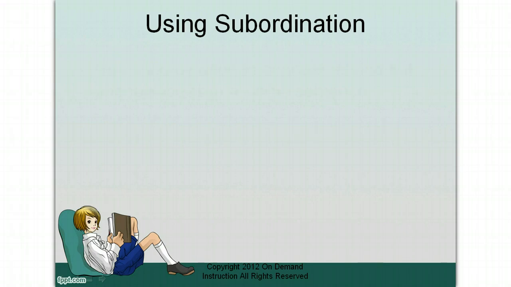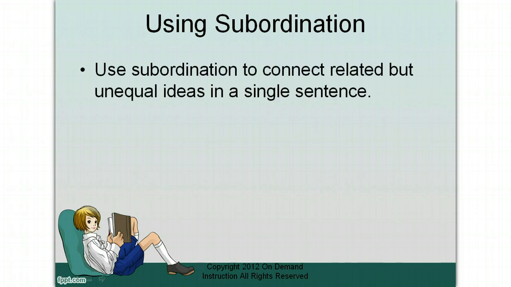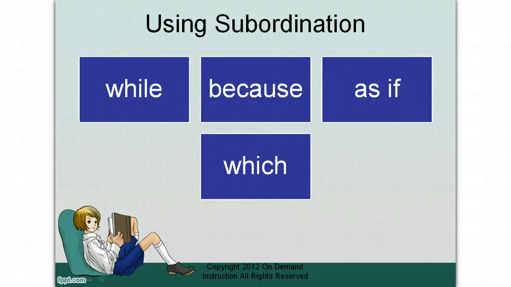Another way to connect ideas within a sentence is to use subordination. By making one clause subordinate to another, you can make that clause describe or modify another in a complex sentence. Use subordination to connect related but unequal ideas in a single sentence. The subordinate clauses begin with such words as while, because, as if, which, and contain the supporting ideas.